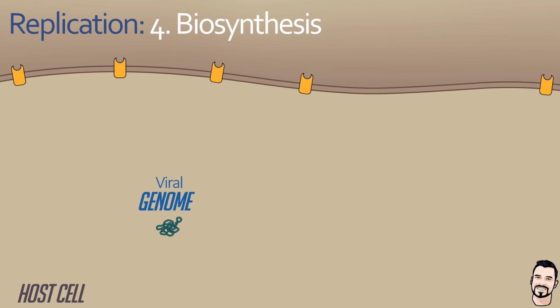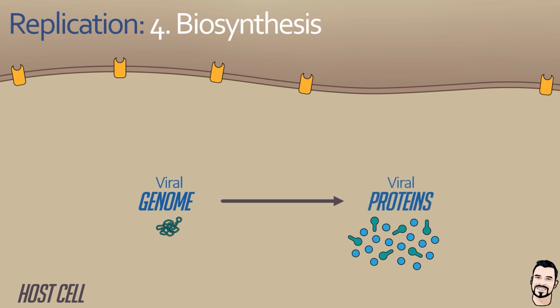And through various mechanisms, the host cell will synthesize viral proteins using viral genome as an instruction set. Now obviously, the route to producing viral proteins is dependent on the state of the viral genome and whether it's made from DNA or RNA, whether it's double-stranded or single-stranded, and whether the strands are positive or negative sense.